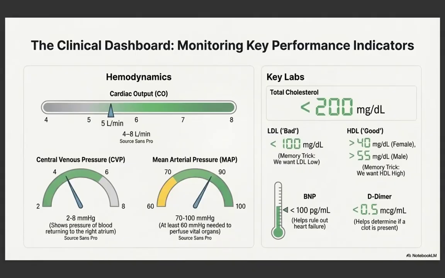So LDL. Our LDLs are bad cholesterol, so we want LDL low. HDL is the good cholesterol. We want HDL high. And BNP. If you can remember that BNP is for the ballooning of the ventricles, because it happens when your ventricles stretch, then you're golden. And then ANP is the same thing, but for your atria. And your D dimer is just helping tell us whether or not they can have clots that are present.